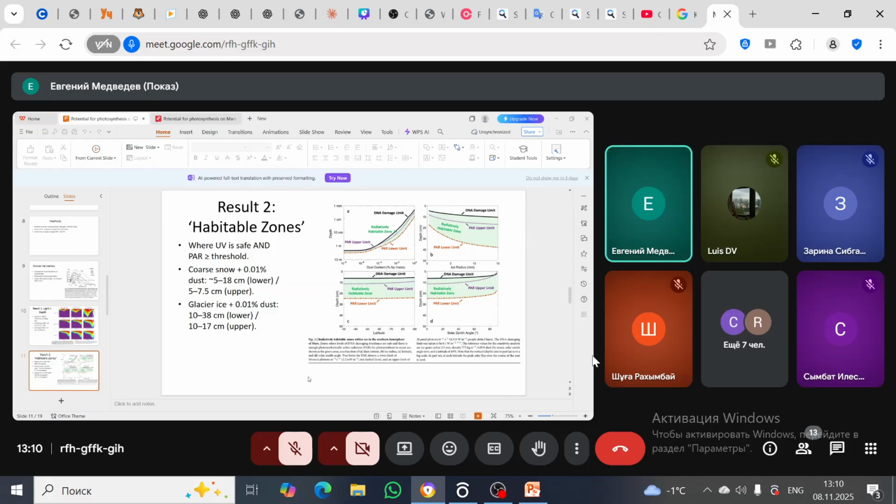And there are two limits for PAR shown, a lower limit and an upper limit. The lower limit is 10 nanomoles photons per meter squared per second, and the upper limit is 20 micromoles photons per meter squared per second.